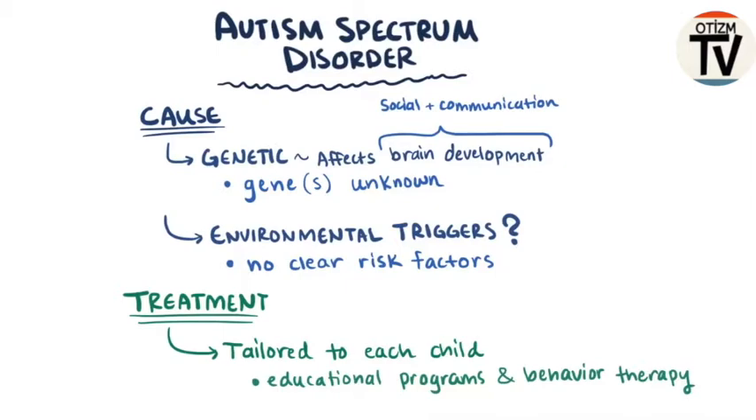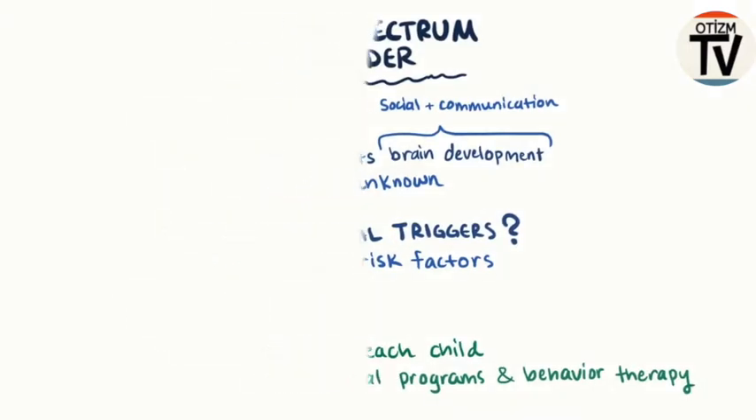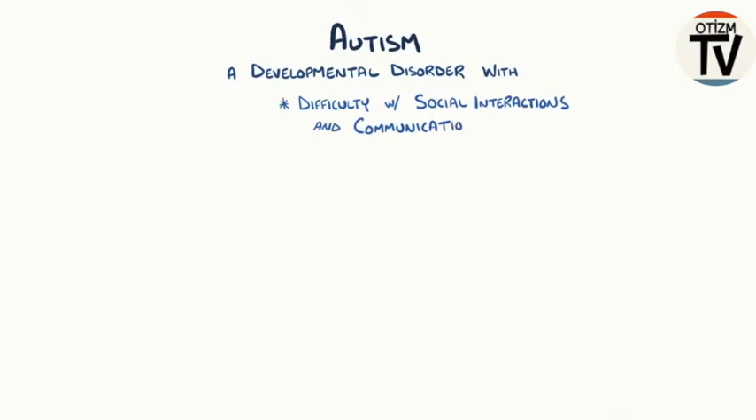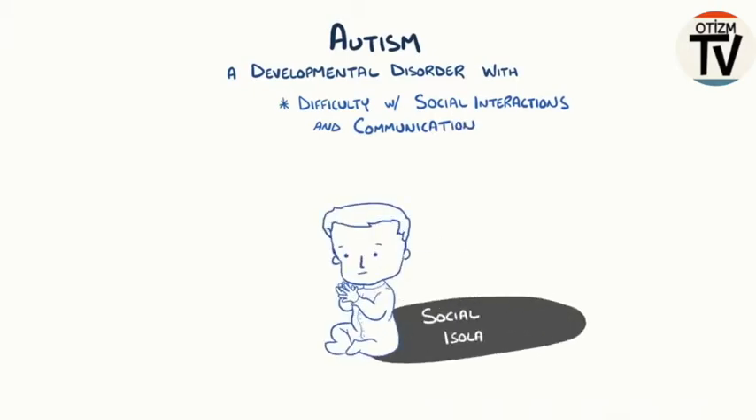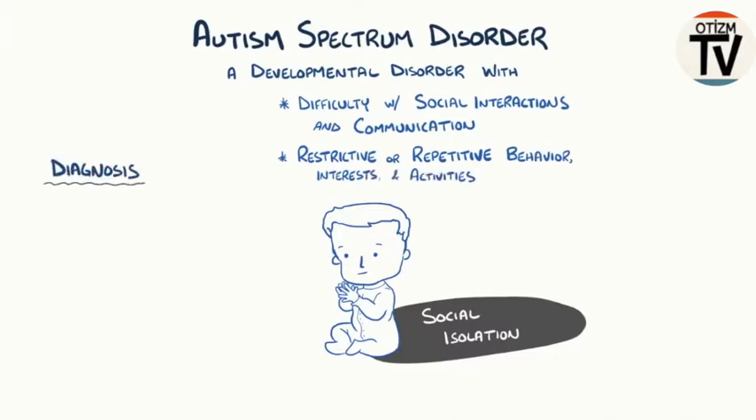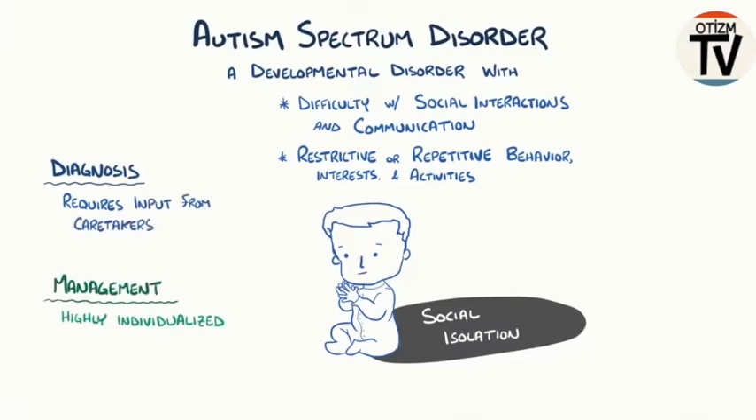Alright, as a quick recap, autism is a developmental disorder where an individual has difficulty with social interactions and communication, often leaving them socially isolated. The disorder is along a spectrum of communication and interaction deficits, as well as restrictive or repetitive behavior, interests, and activities. A diagnosis of autism spectrum disorder requires significant input from caretakers, and management of the disease is highly individualized.